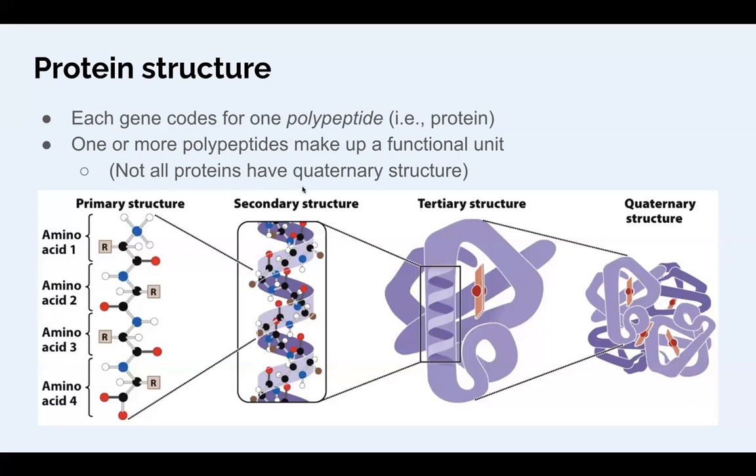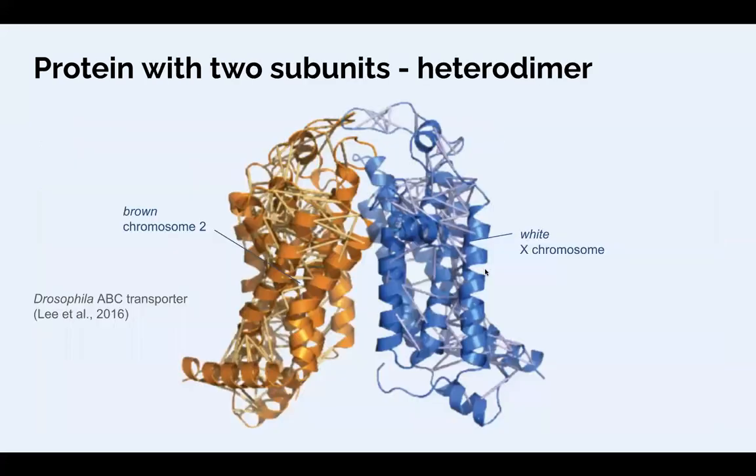So it says here, not all proteins have quaternary structure. Some genes end up making just one protein as a result in this tertiary structure. So some examples here, this is going back to the brown protein from fruit flies. This is a final protein known as a heterodimer. So the dimer part refers to the fact that it's made up of two units. And the hetero part refers to the fact that it's got two different genes making up those units.